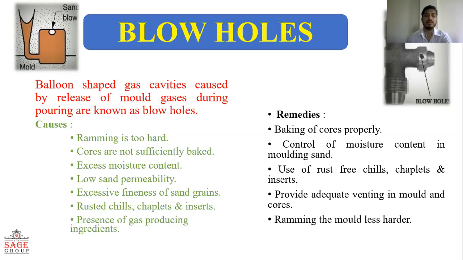Causes: ramming is too hard, cores are not sufficiently baked, excess moisture content, low sand permeability, excessive fineness of the sand grain, rusted chills, chaplets and inserts, and presence of gas producing ingredients. So these are the causes.